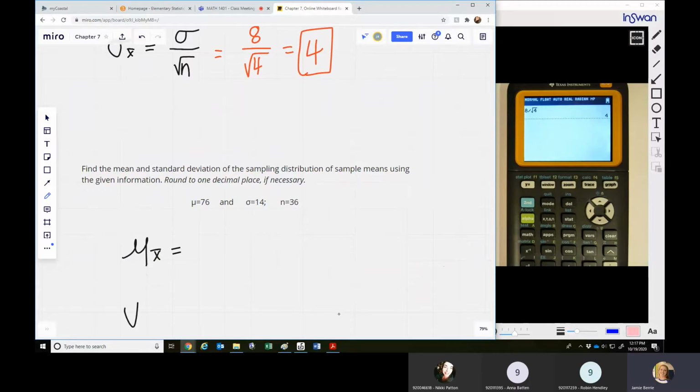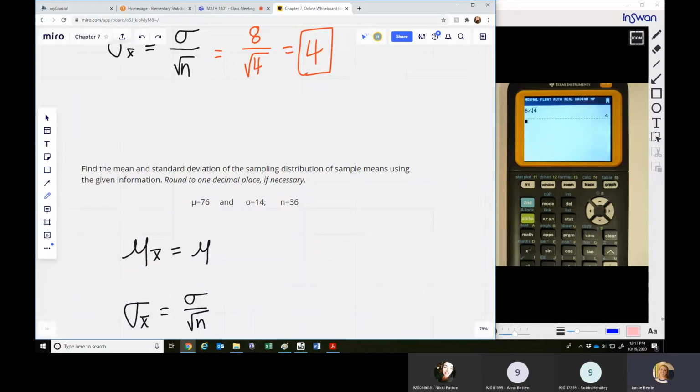All right, so I'm just writing down the two things I'm asked to find: mu sub x bar and sigma sub x bar. We know that the mean of the sampling distribution of sample means is just equal to the mean of the population. But for the standard deviation of the sampling distribution, we take the population standard deviation divided by the square root of n. I feel like I've said sample 100 times today.